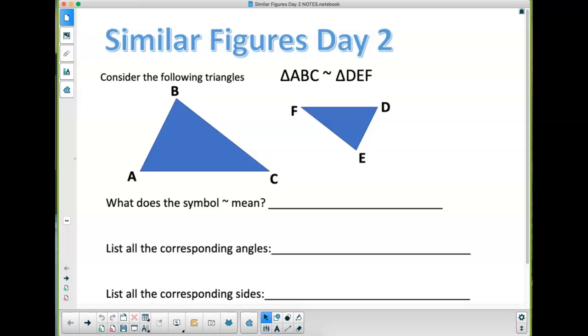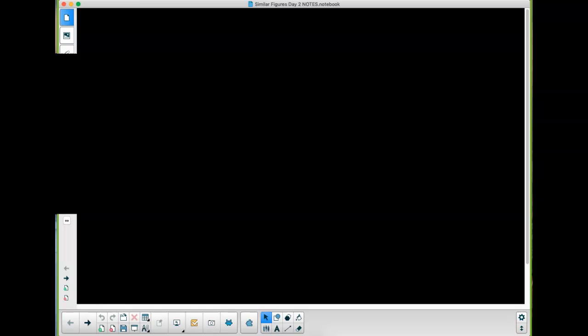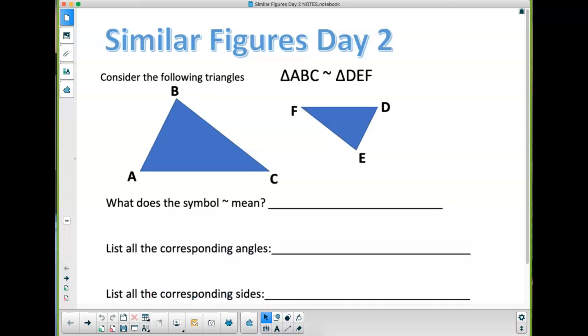Reminding ourselves, we're going to look at a couple other ways that figures can be drawn so that they're similar, so that you're not confused by them. So we have these two triangles, triangle ABC and triangle DEF. And they are similar. How do we know they're similar? Anybody? How do I know that these two triangles are similar?